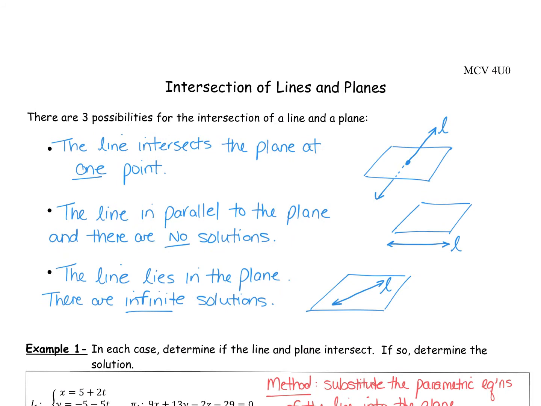We still don't really know whether that means this scenario where they're separated, where they're parallel and we'll call it distinct, or whether it means the line is within the plane, so they're parallel and what we call coincident. So the way to check that.